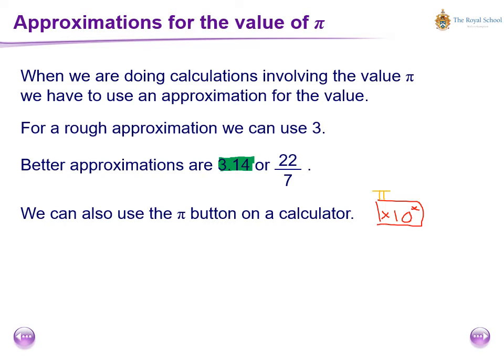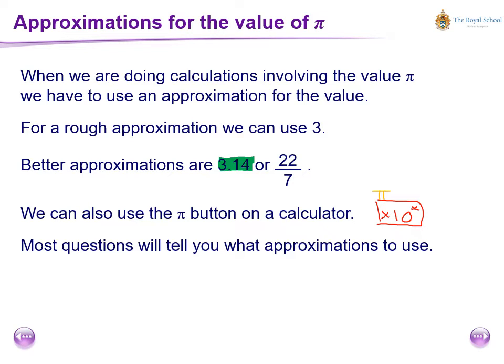So to get pi on your calculator, you're going to need to press the shift button, which is the top left, and that gets you into the yellow functions. And then you can press that times 10 to the power of x, and you should see the pi button come up on your calculator. You don't need to press the buttons both at the same time. Press shift first, release it, then press that times 10 to the power of x button, and you should see pi come up on your calculator.